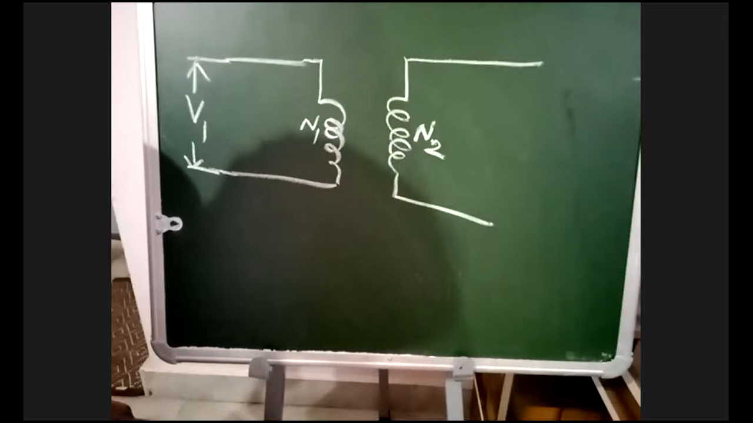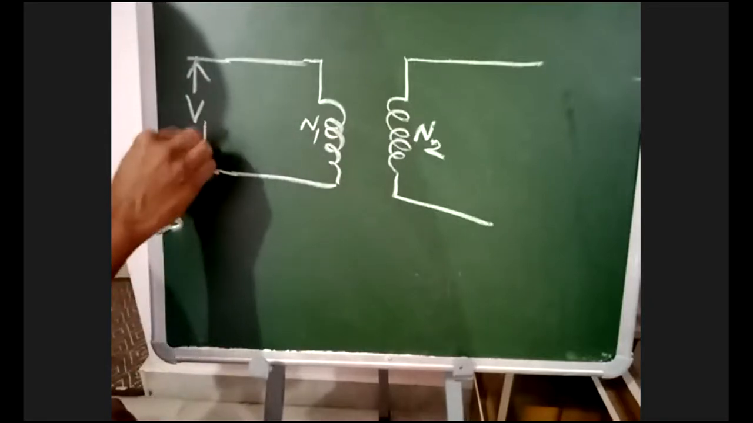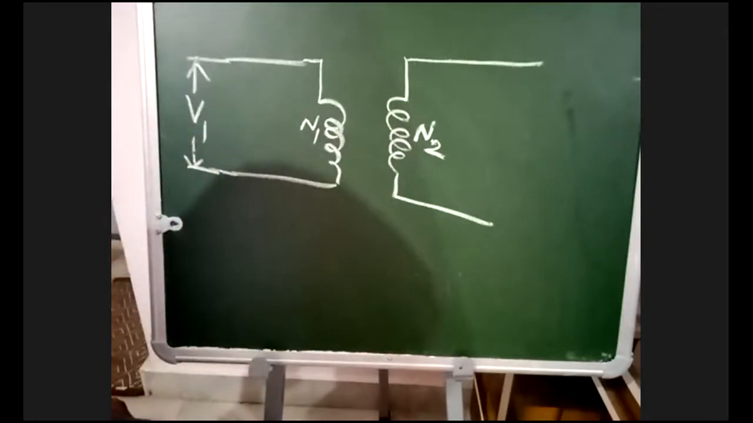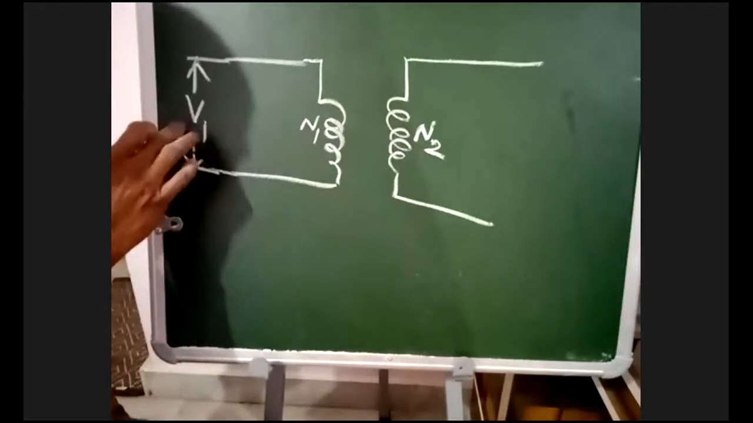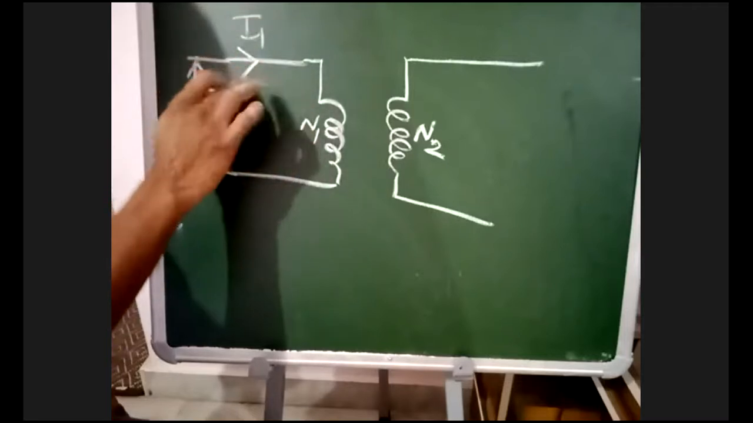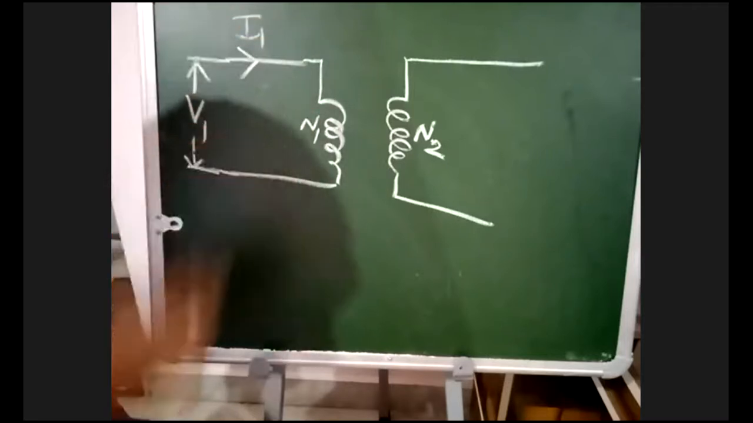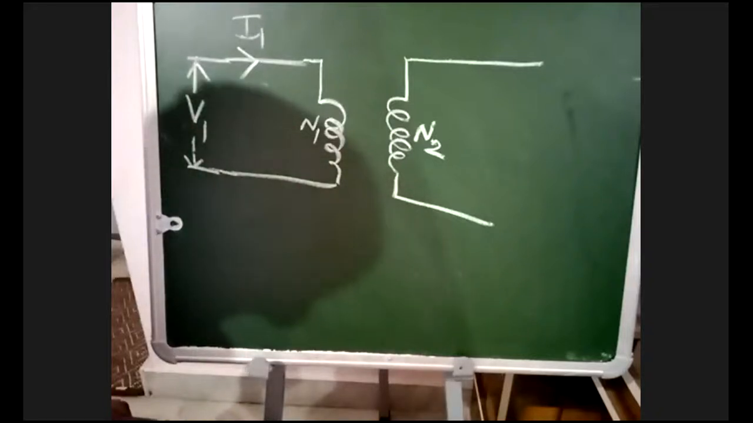N2 is equal to the number of turns in the secondary winding. Okay, see here. Now when you apply the supply voltage V1, V1 is your AC supply voltage. When you apply the AC voltage V1, current I1 is passing because a closed path is here. I1 is flowing through N1.